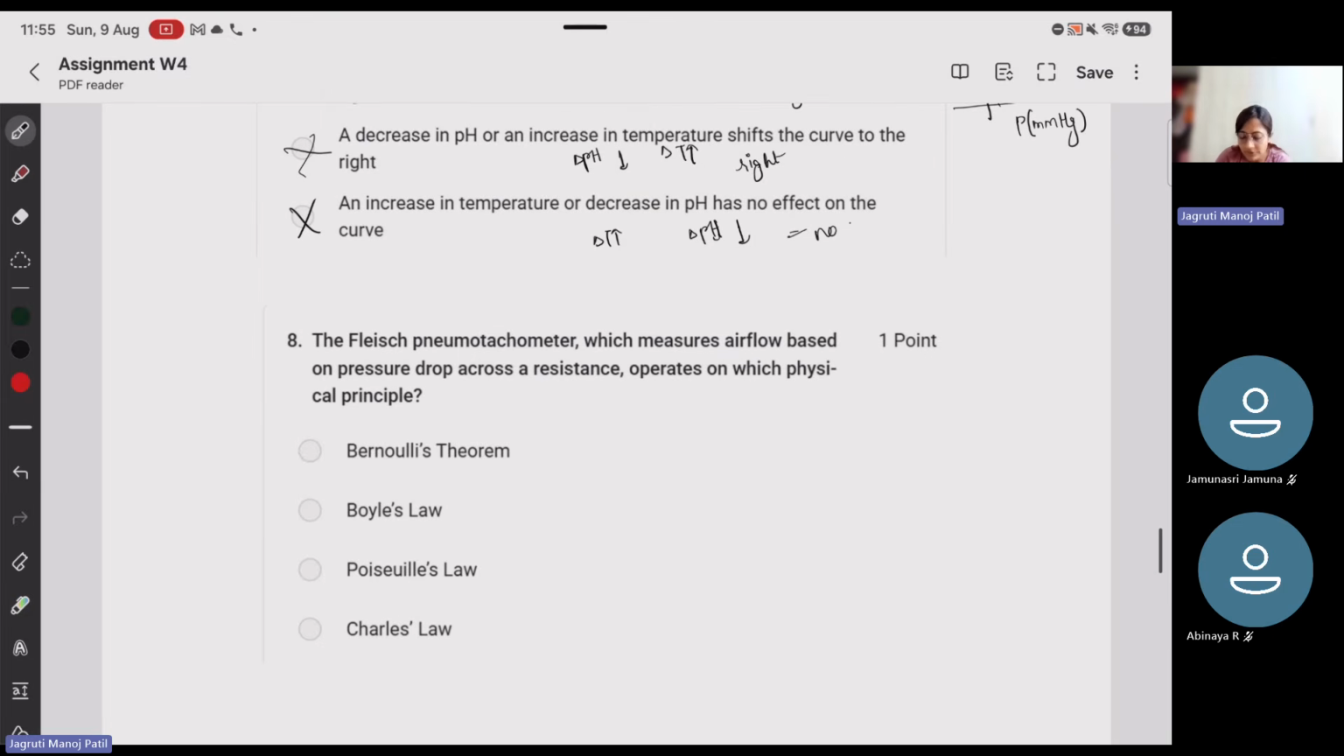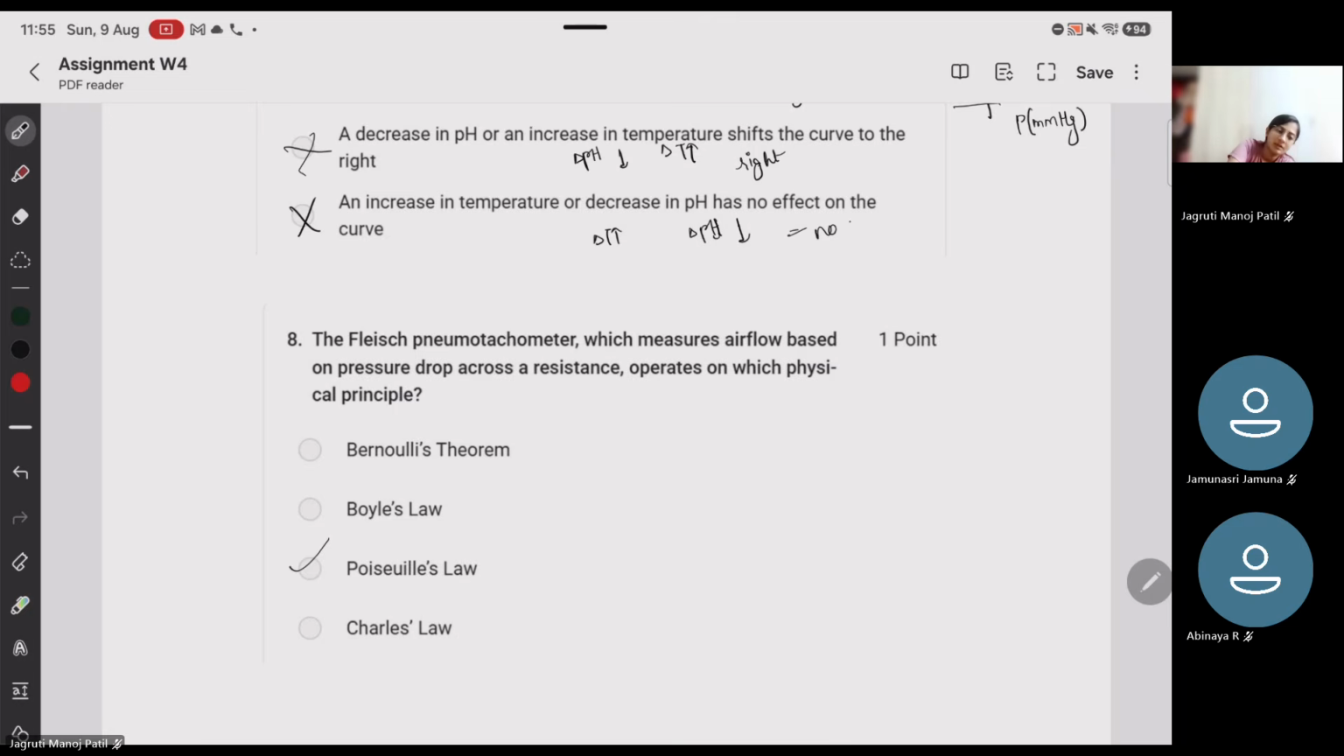Then again, about the Fleisch pneumotachometer, which measures the airflow based on the pressure drop across a resistance, and then it operates on which physical principle? So what is that principle being called? So it's like Poiseuille's law, Poiseuille's law of flow.